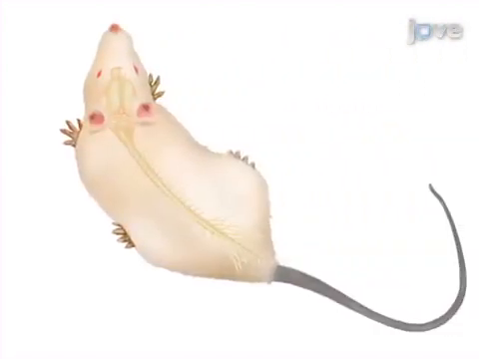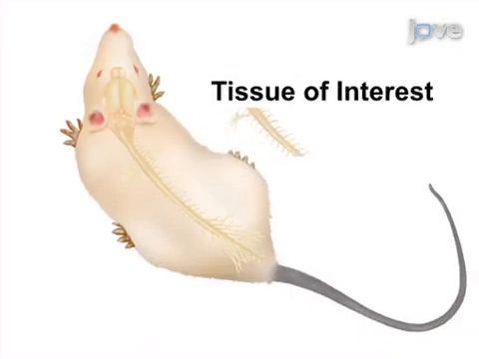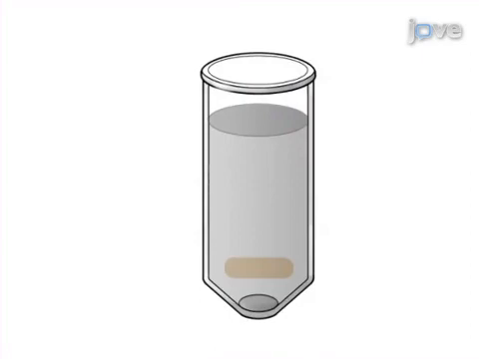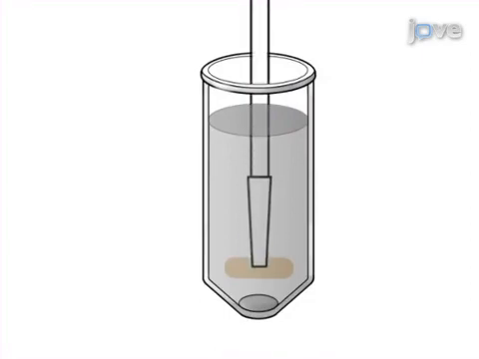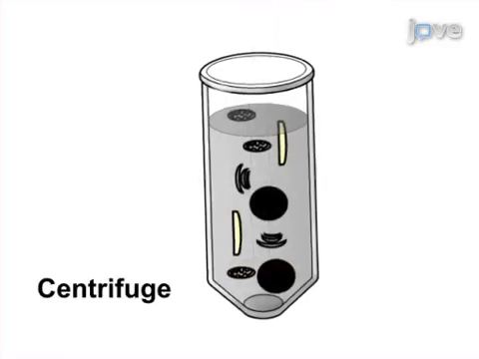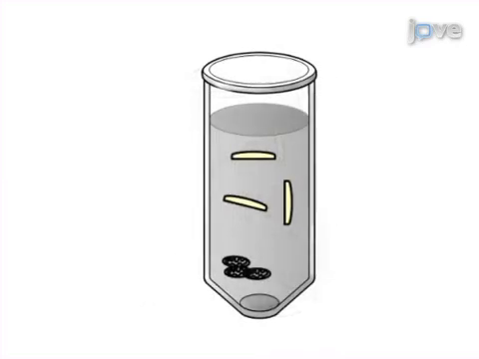This is accomplished by first collecting the tissue of interest, such as the brain, spinal cord, or liver, from a rat. The second step is to isolate the mitochondria from the tissue, in this case the spinal cord. The spinal cord is homogenized with a Dounce homogenizer, and other organelles and cell debris are removed through a series of centrifugation steps until a crude mitochondrial pellet is achieved.